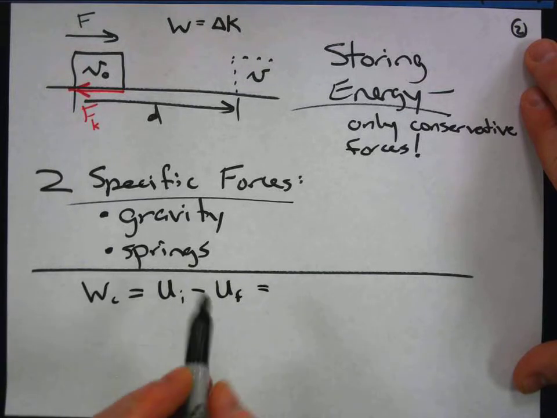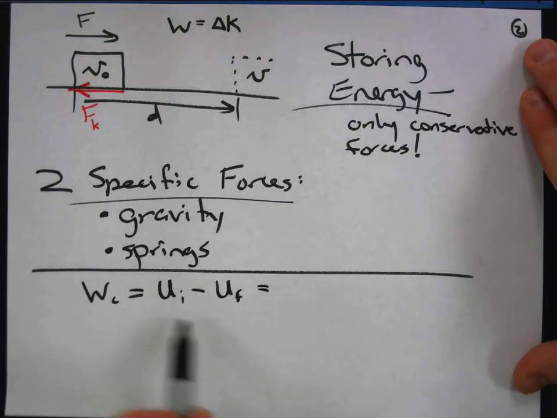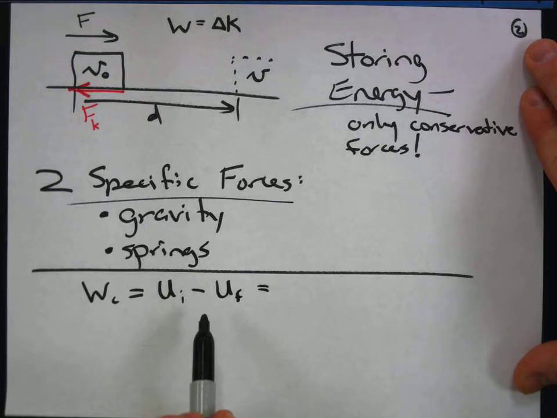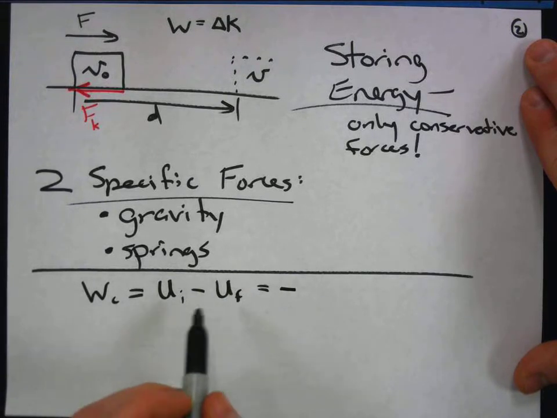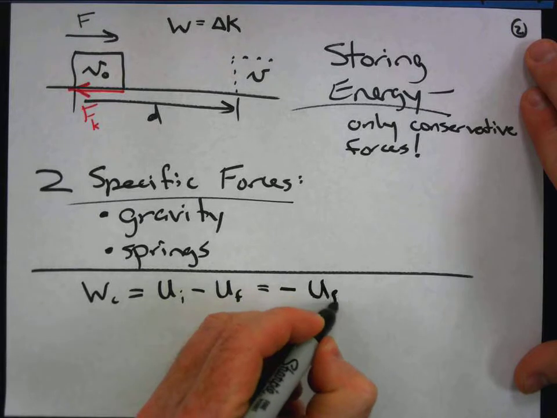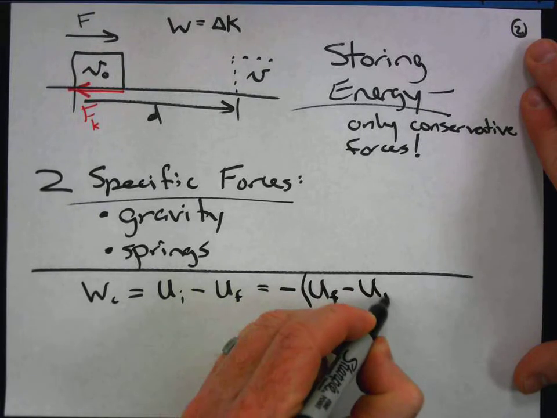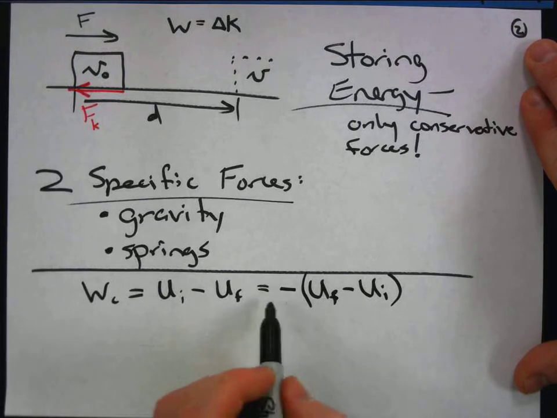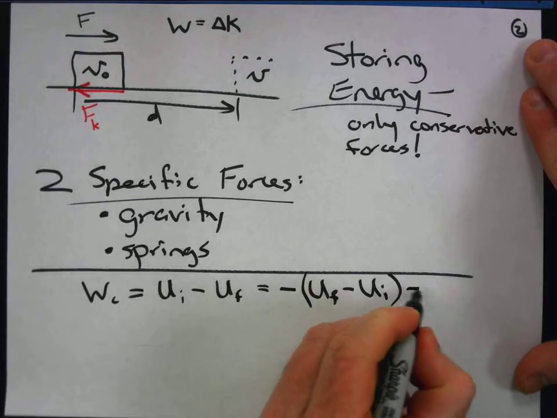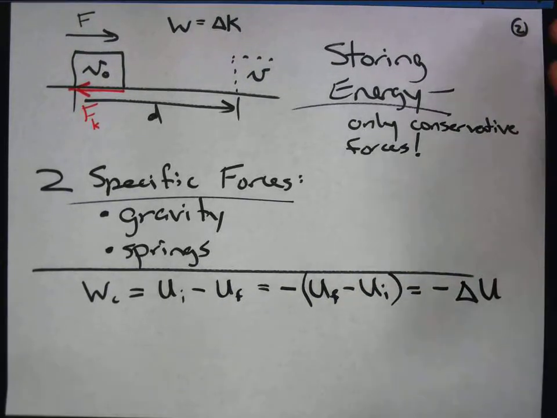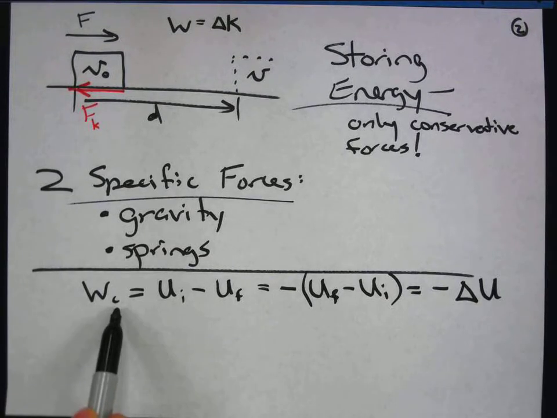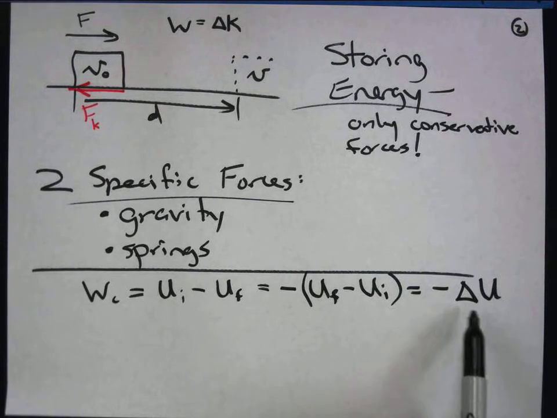If we want to relate this to a delta U, a change in the stored energy, well, if we factor out a -1, we basically get to flip these around. Factor out a -1 and you get final minus initial, which means you can talk about the change in stored energy, the change in potential energy here. So the work done by a conservative force, that's what the subscript C is indicating, is equal to the opposite of the change in energy.